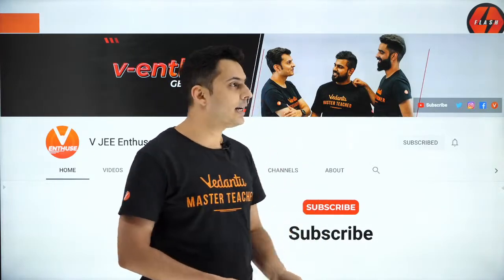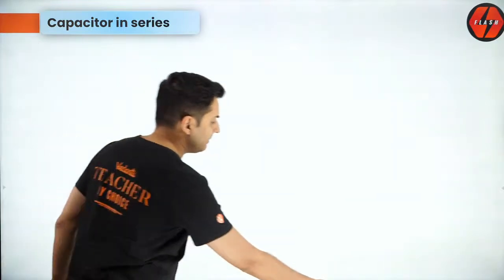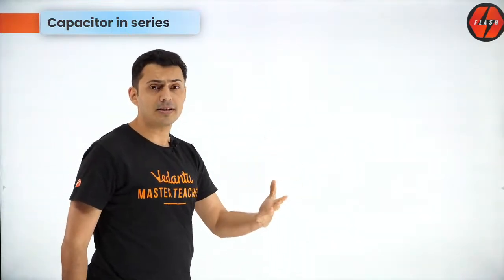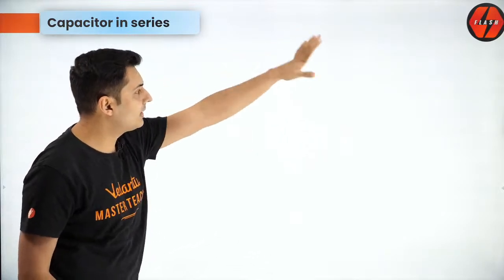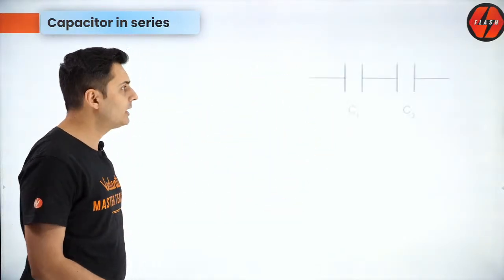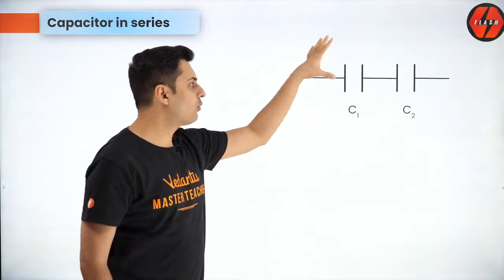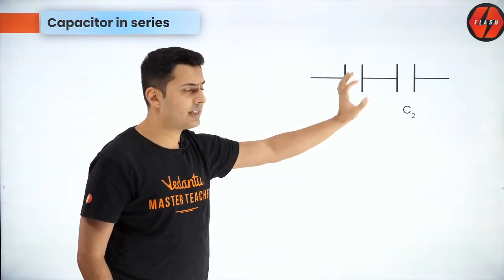So let's get going, guys. And today we are going to start with capacitors in series. Remember, we have talked about resistors in series. So today we are going to talk about capacitors when they are kept one after the other. That kind of an arrangement, like the one shown over here, is said to be in series. So they are kept one after the other. And what happens in capacitors in series, we'll see that in a bit.